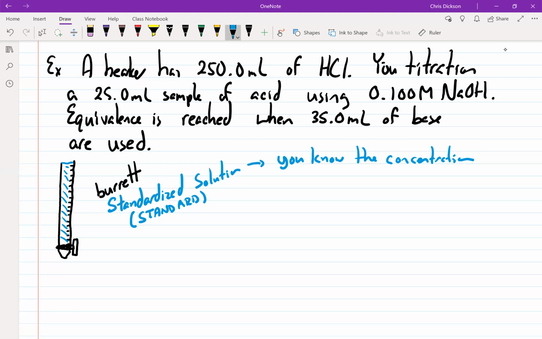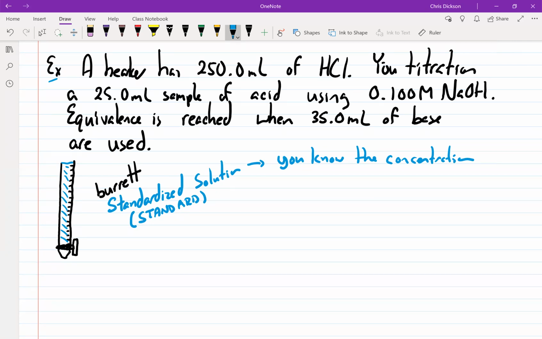Now, I deliberately in this example did not ask you to do anything. I just told you stuff. And so we're going to write an end sentence here to show you what you're trying to find out. But based on that information I've given you, do you think the HCl or the NaOH would be the standardized solution? If the standardized solution is the thing you know the concentration of, would it be the acid or the base that should be put in there?